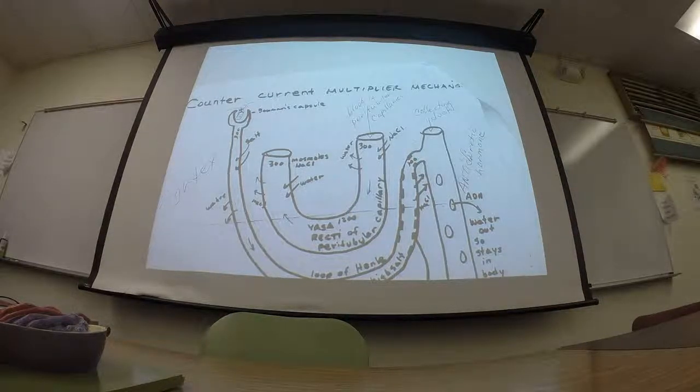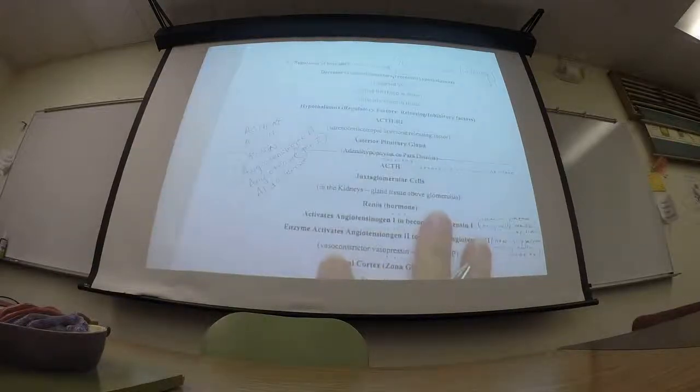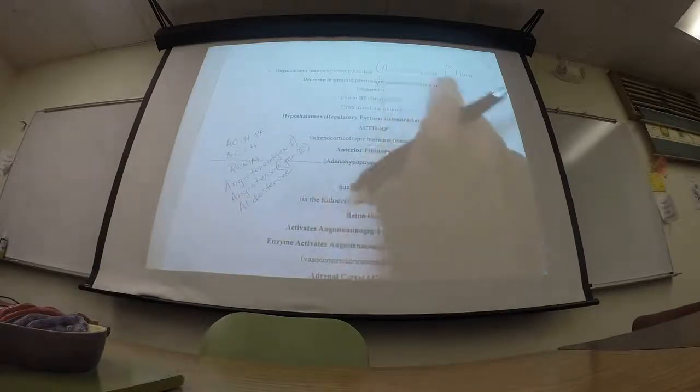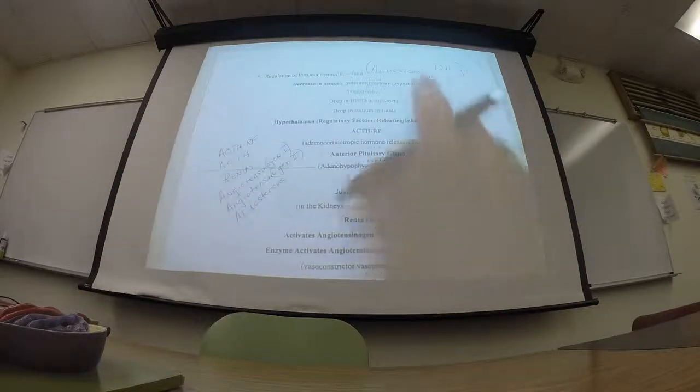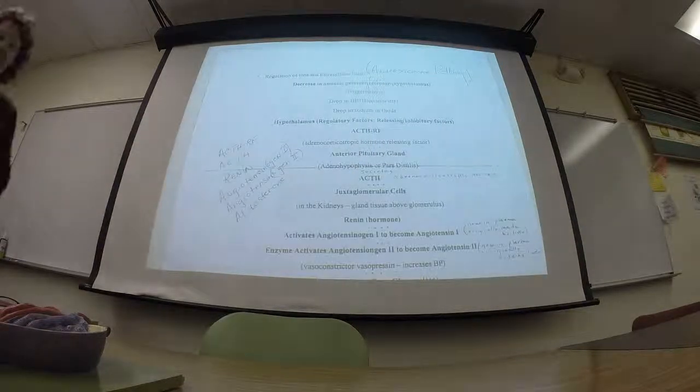Okay, the last hormone pathway then of the urinary system is on the back of this page right here. Now, this is the aldosterone hormone pathway. So if you want to write that at the top of this sheet, then do so.